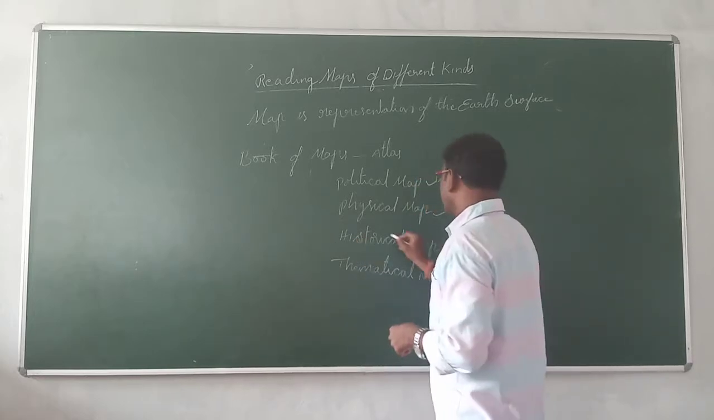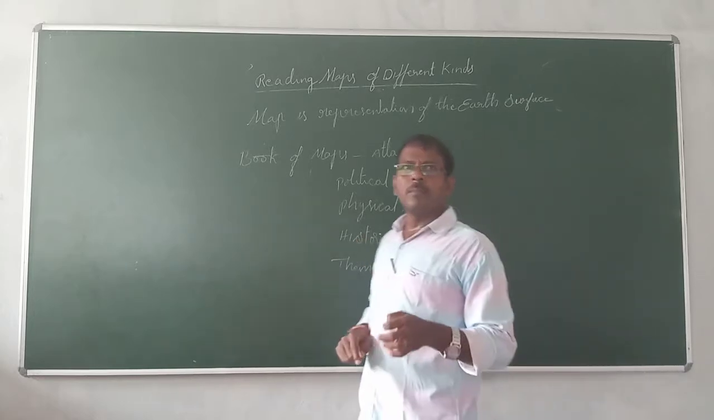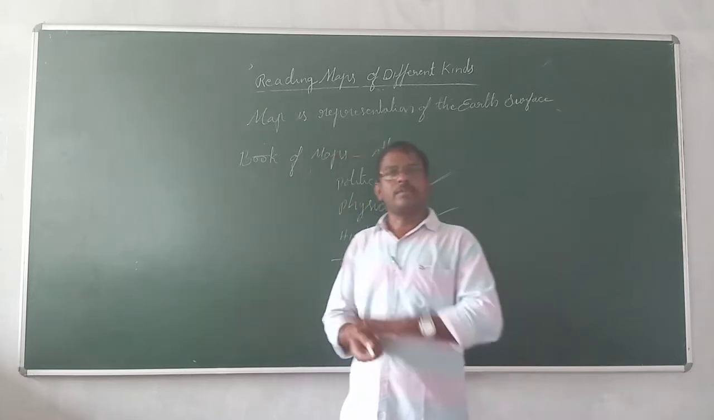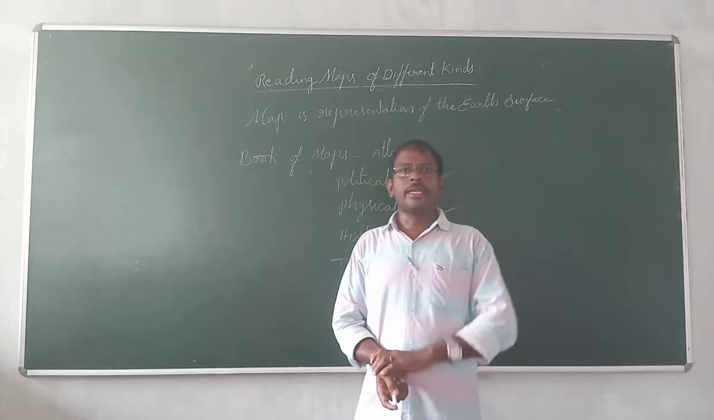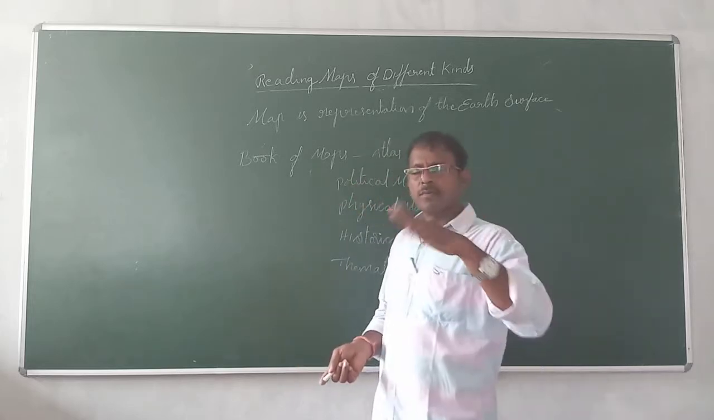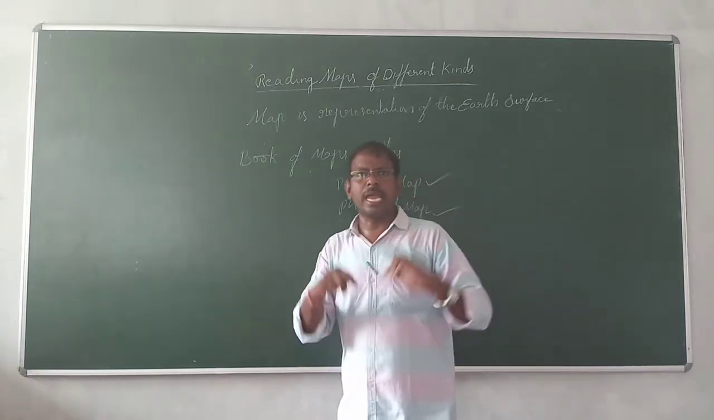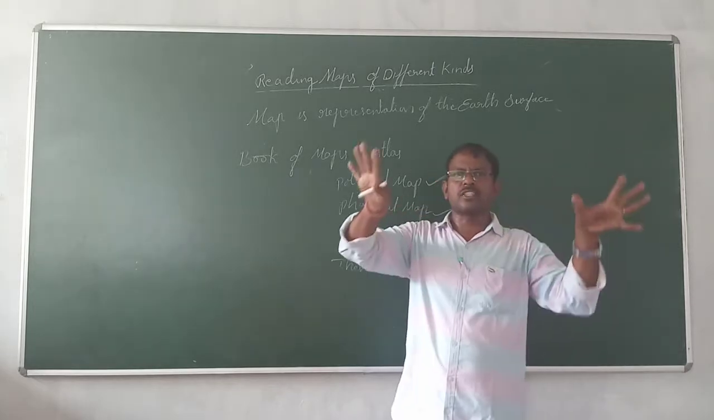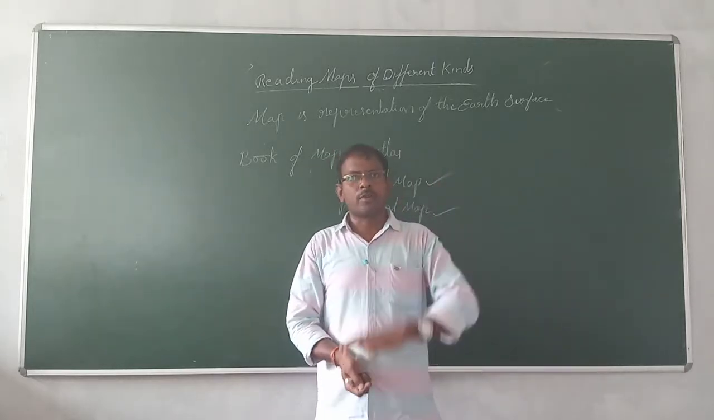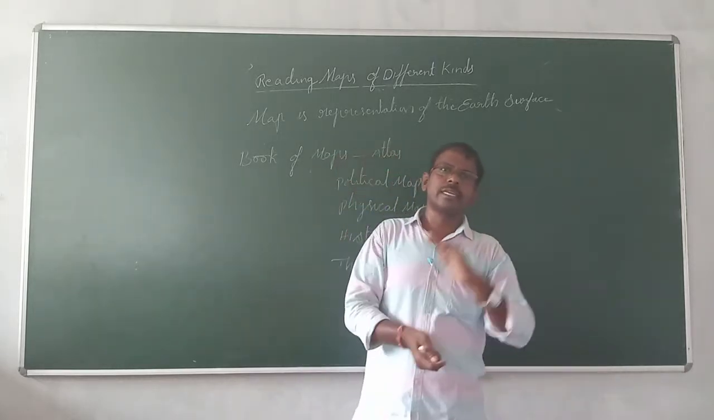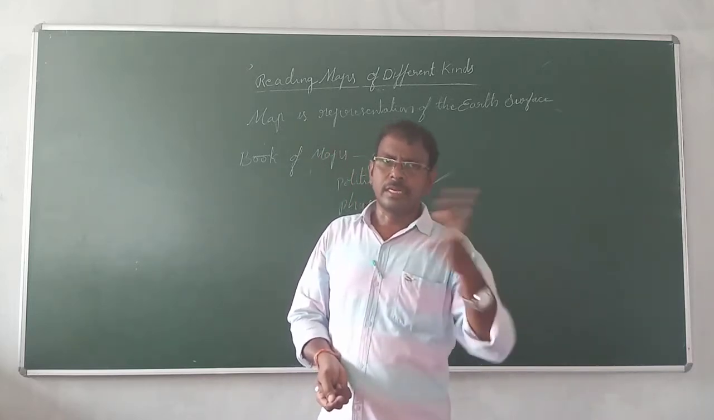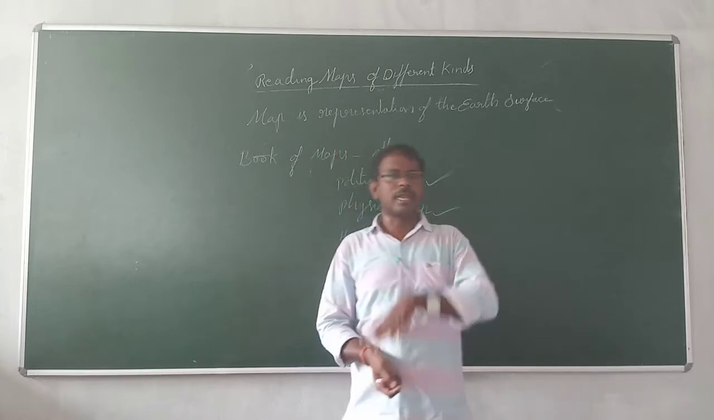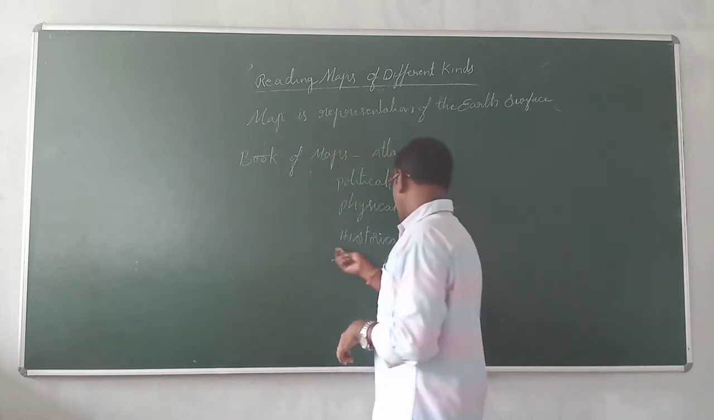Next, historical map. A historical map tells us about history, kings, kingdoms, their dynasties, their empires, how far an empire extended, from which area to which area a kingdom extended, King Asoka, different Mughal empires. That map will tell us these.